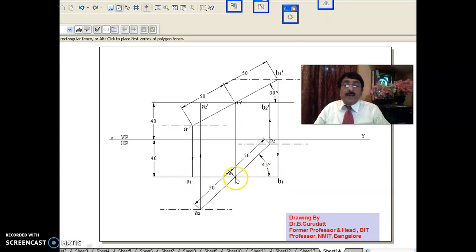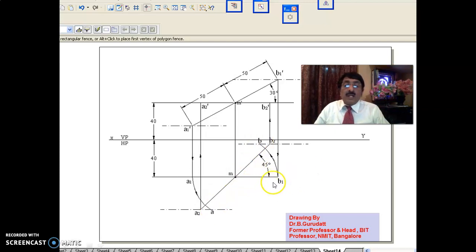That is why M as center, MB1 as radius, I'll draw an arc. I'll draw an arc till it cuts the locus. In the same way, once B1 is going this way, A1 will be coming this way. M as center, MB1 as radius, draw an arc to cut the locus. In the same way, M as center, MA1 as radius, draw an arc to cut the locus here. Okay. Then you get AB. The line joining A and B should pass through M.